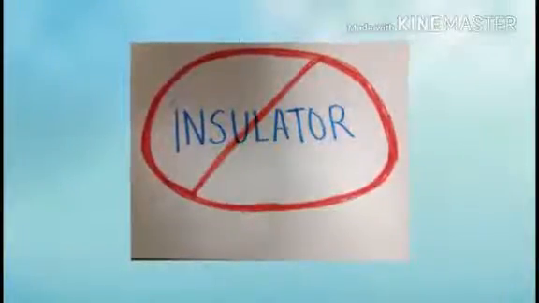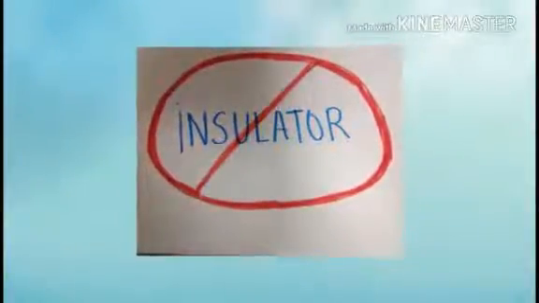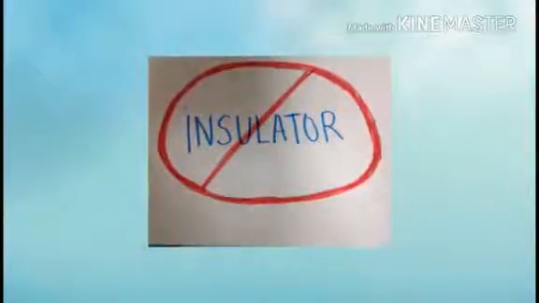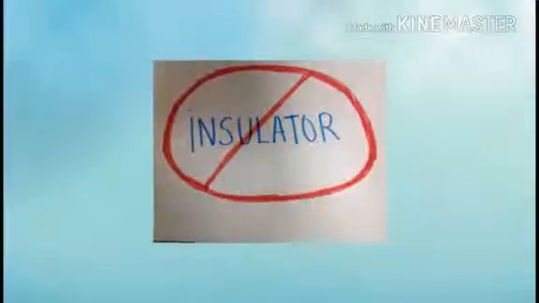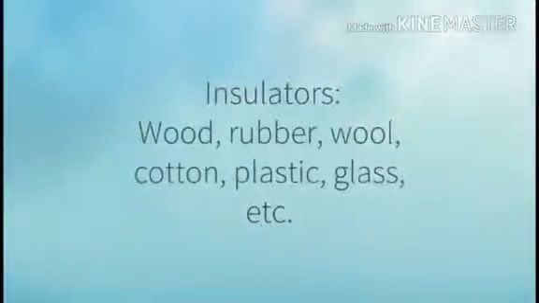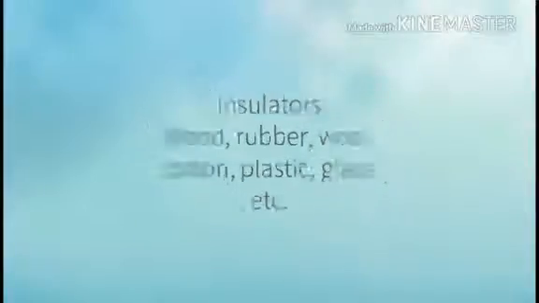Poor conductors of heat are called insulators. An insulator is designed to reduce the rate of heat penetration. In other words, insulators slow down heat transfer. Some of the most common insulators are wood, rubber, cotton, plastic, and glass.